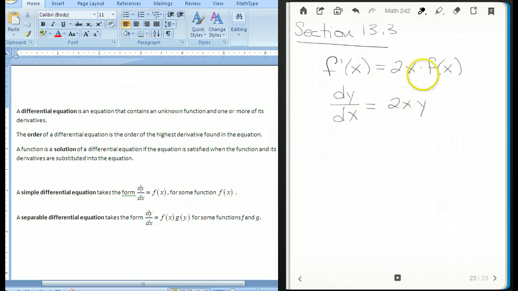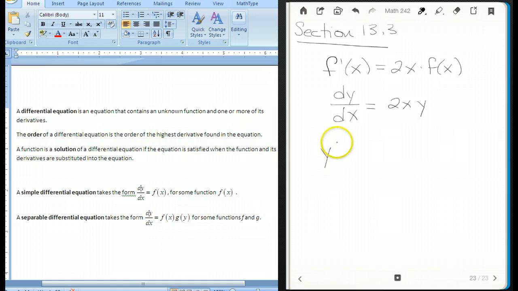These two differential equations actually say the same thing, because each says derivative equals 2 times the independent variable times the dependent variable. They're just using different notation. But this is an example of a differential equation, and they can be as complicated as you want.